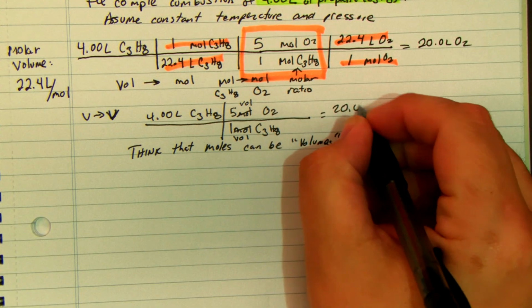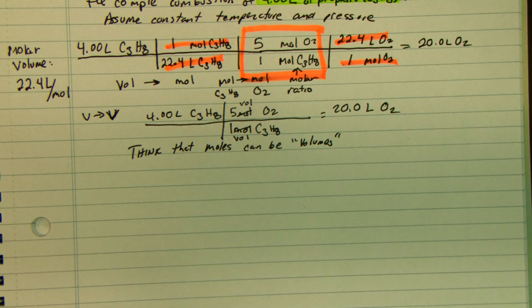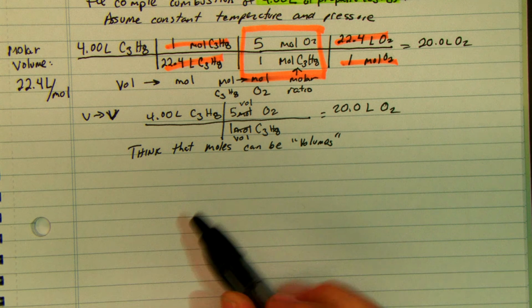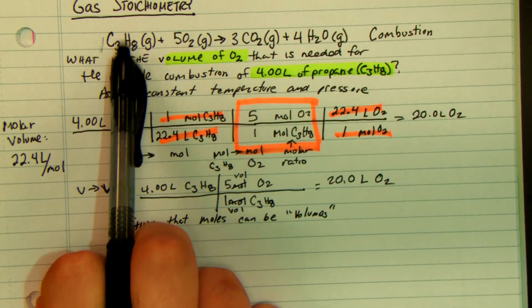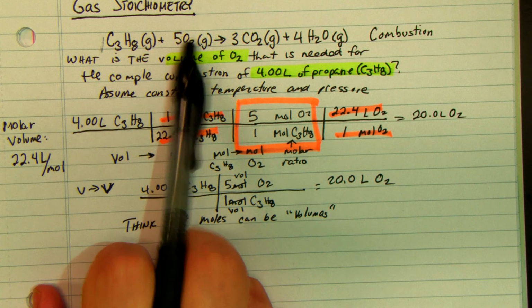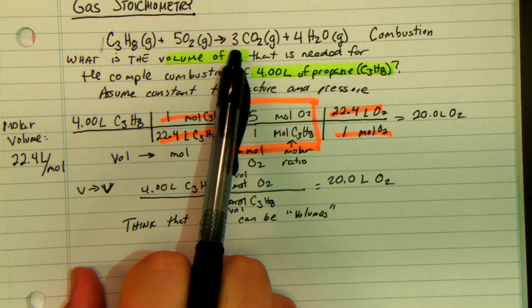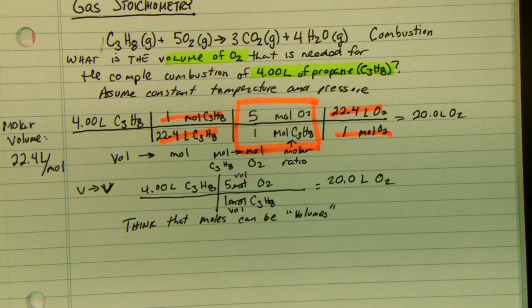So all we really need is the mole ratio, which gives us a ratio of the amount of volume that we have. Because for every 1 volume of propane, we need 5 volumes of oxygen. And that's going to give us 3 volumes of carbon dioxide and 4 volumes of H2O. So that's kind of new. But any questions on that one?